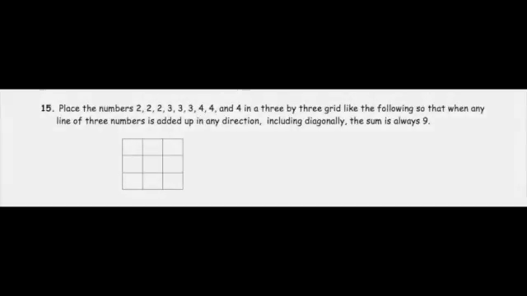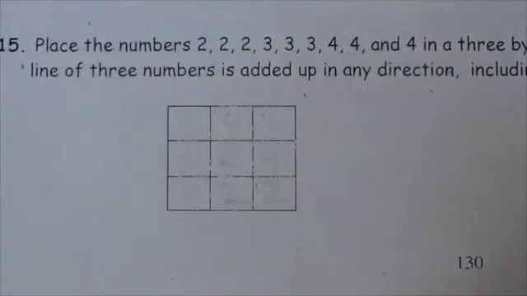Place the numbers 2, 2, 2, 3, 3, 3, 4, 4, and 4 in a 3 by 3 grid like the following, so that when any line of 3 numbers is added in any direction, including diagonally, the sum is always 9. Okay, so here we go.